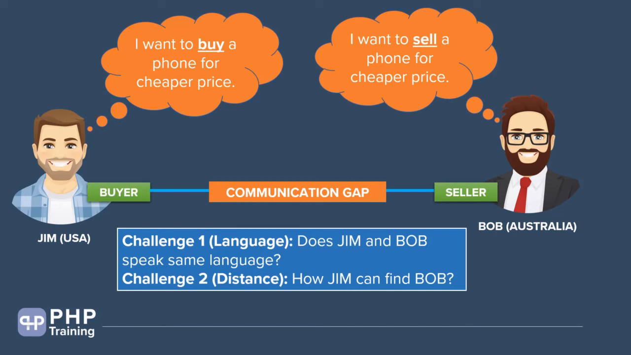So let's take this challenge and understand what the definitions of protocol, TCP/IP, internet are in terms of solving these two challenges. The challenge number one is the language, where Jim and Bob need to speak the same language. The challenge two is distance, how Jim can find Bob. Okay, so that's the challenge of communication gap. Let's understand the other things.